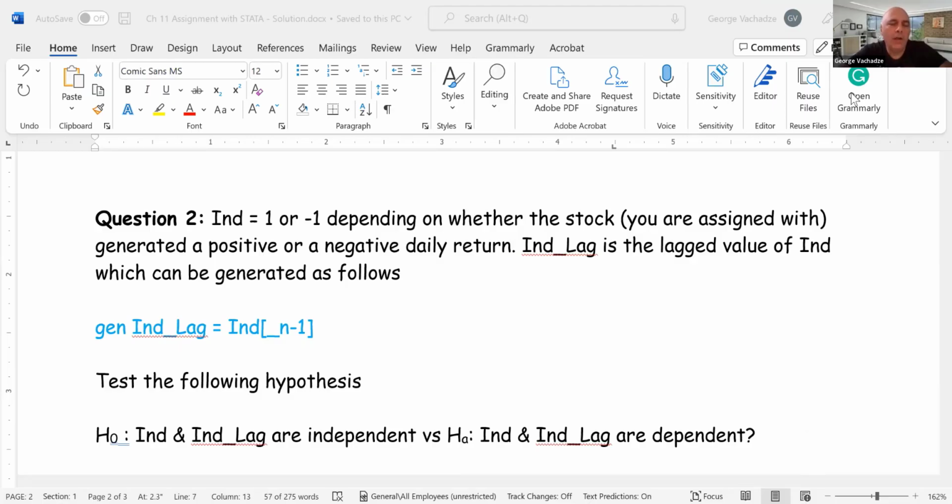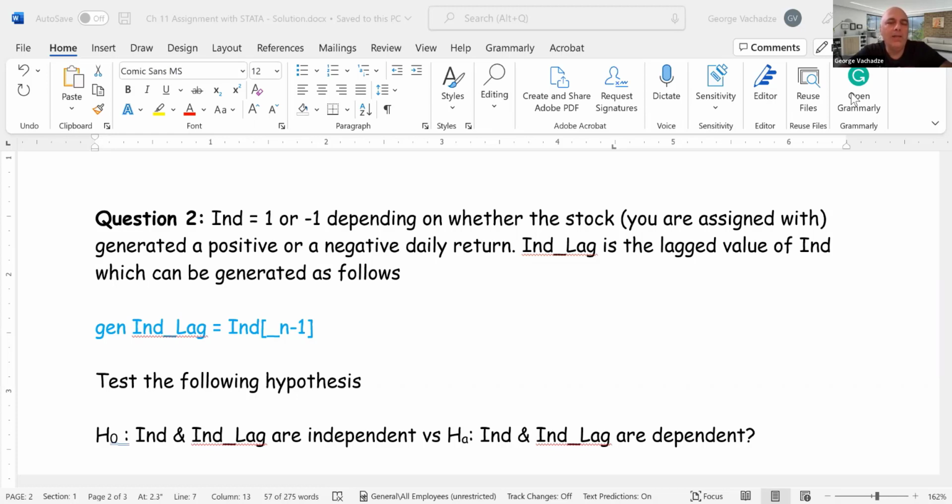So we have a variable IND indicator which takes two values, 1 and -1, depending on whether on a given day the stock generates positive or negative returns. So indicator equals 1 if the stock generates positive return, and the indicator is -1 if it generates negative return.